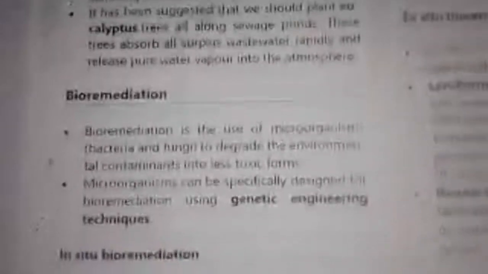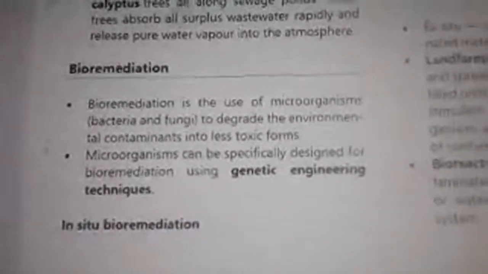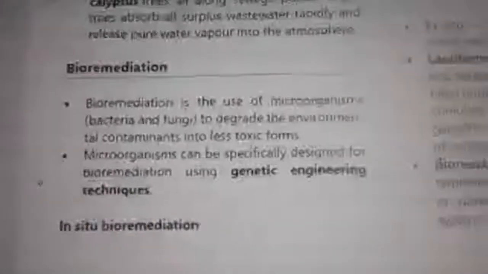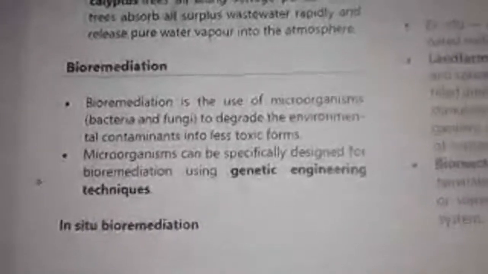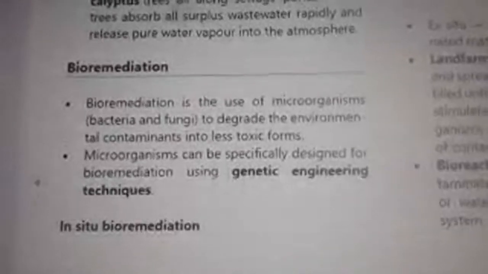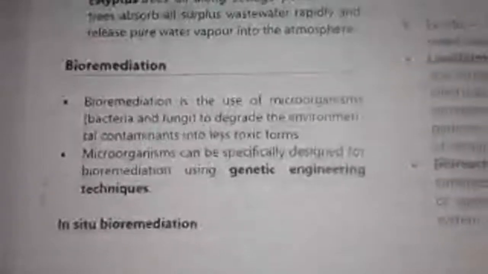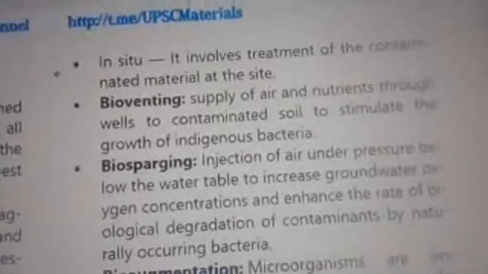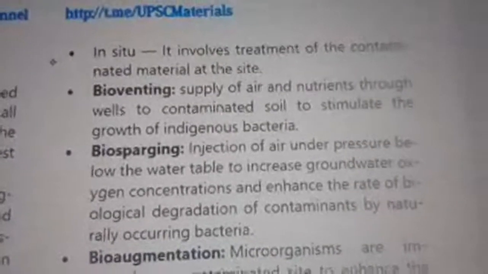Bioremediation. Bioremediation is the use of microorganisms, bacteria and fungi to degrade the environmental contaminants into less toxic forms. Microorganisms can be specifically designed for bioremediation using genetic engineering techniques. In situ bioremediation: in situ, it involves treatment of the contaminated material at the site. Bioventing: supply of air and nutrients through wells to contaminated soil to stimulate the growth of indigenous bacteria.